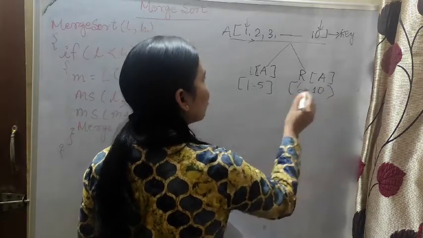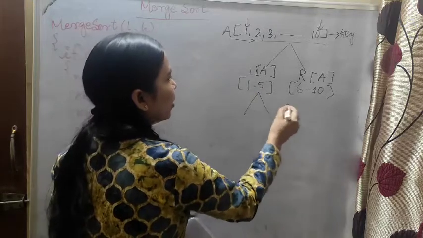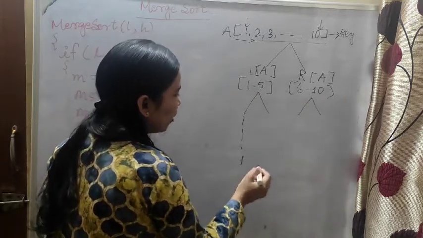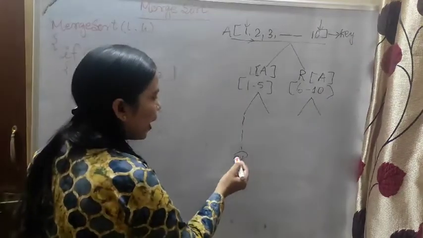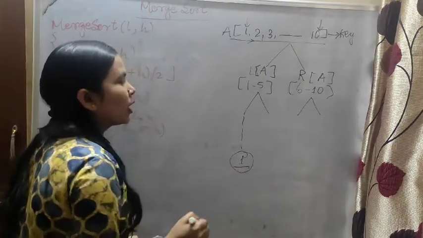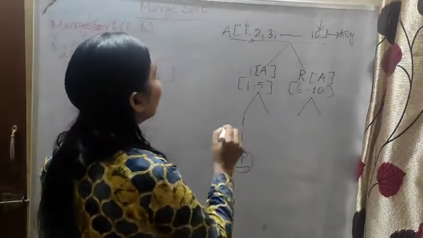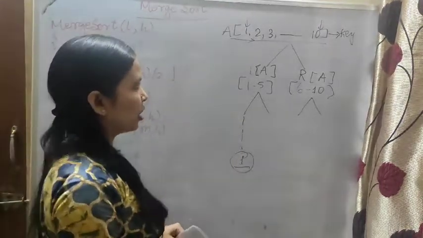Like this, we will split the array again and again until a single element comes. Whenever a single element comes, we will stop. This is how the merge sort algorithm works.